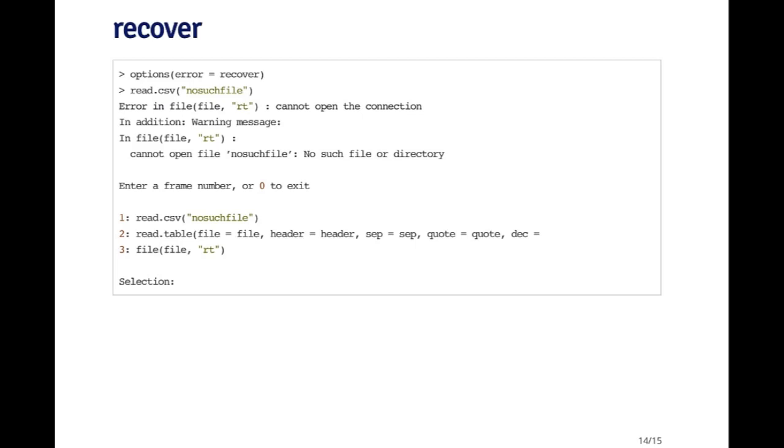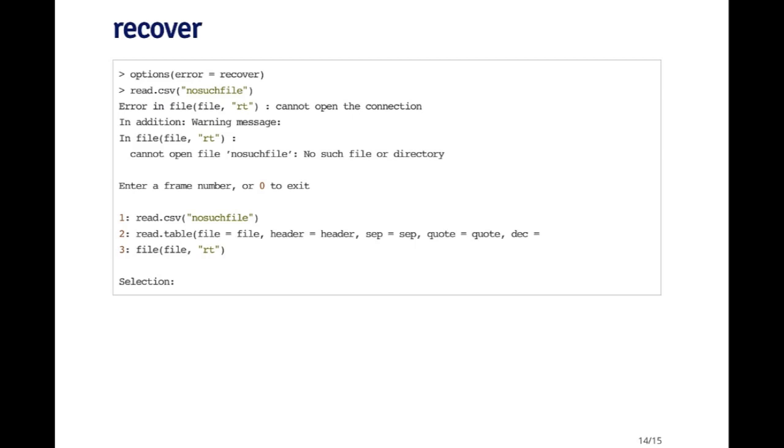This menu is the function call stack. It's the same thing that you would get back if you called traceback after the error, right? So read.csv is what I called. Remember, read.csv is just a wrapper for read.table. So read.csv called read.table, and then read.table called the file function because it wanted to create a file connection with my file, no such file, right? And when it tried to create that file connection, obviously it couldn't find the file, and that's where the error occurred. So the error occurred at this third level in the function call stack.